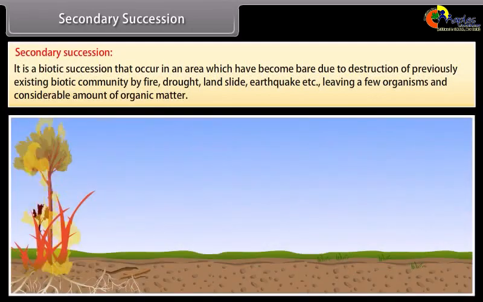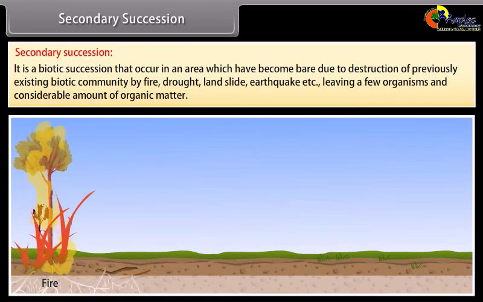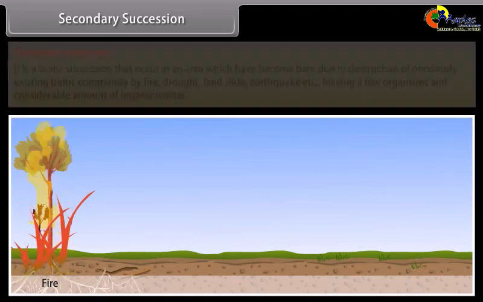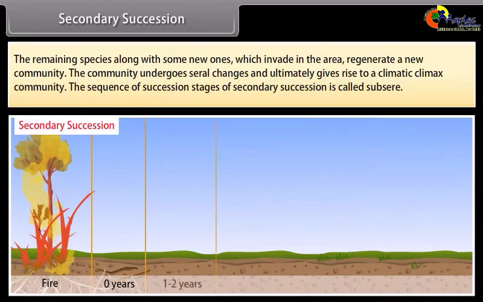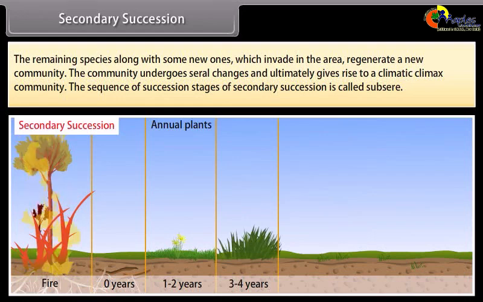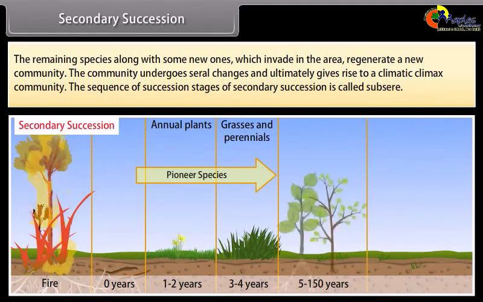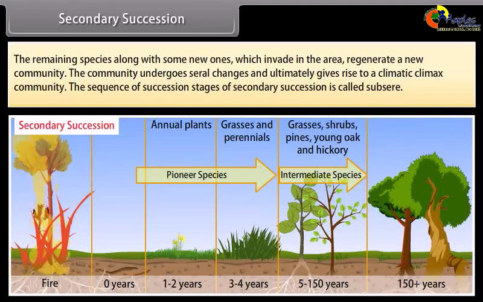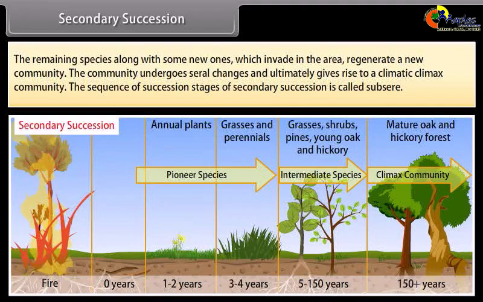Secondary succession. It is a biotic succession that occurs in an area which has become bare due to destruction of the previously existing biotic community by fire, drought, landslide, earthquake, etc., leaving a few organisms and a considerable amount of organic matter. The remaining species, along with some new ones which invade the area, regenerate a new community. The community undergoes seral changes and ultimately gives rise to a climatic climax community. The sequence of succession stages of secondary succession is called subsere.